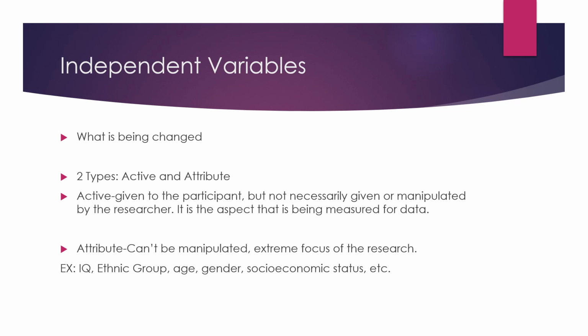An active independent variable is given to the participant but not necessarily given or manipulated by the researcher. It is the aspect that is being measured for data. An attribute can't be manipulated, but is also an extreme focus of the research. So, for example, someone's IQ, a participant's ethnic group, age, gender, socioeconomic status, etc., something that they can't necessarily help.